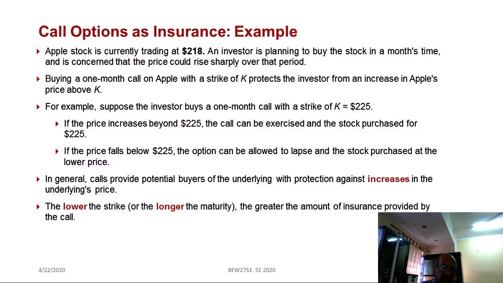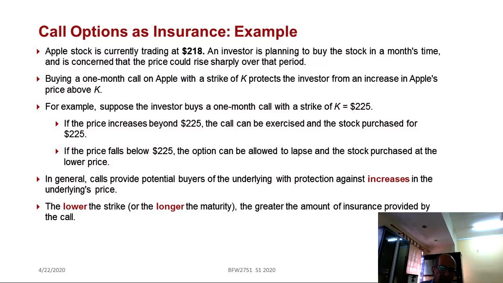Call option as insurance. Apple stock is currently trading at $218 per share. An investor is planning to buy the stock in a month's time and is concerned that the price could rise sharply over the period. So, what can you do? How can you insulate yourself? Buying a 1 month call on Apple with a strike of K protects the investor from an increase in Apple's price above K. For example, suppose the investor buys a 1 month call at a strike of 225. See, right now it's 218, but you are buying a K slightly higher than that, which is 225.